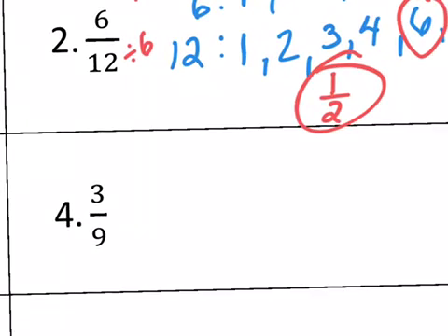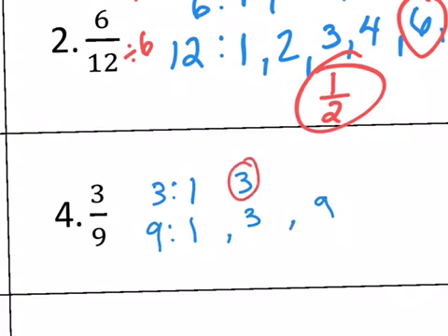Looking at number 4, we have 3/9. 1 and 3. 3 is a prime number, so 1 in itself goes into it. 9 is not a prime number. We have 1 and 9, and then 3. 3 goes into 9 3 times. And we have 1/3.